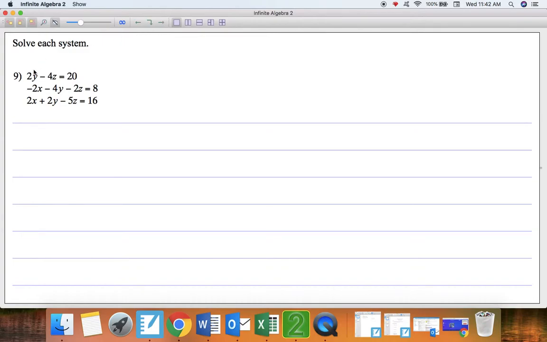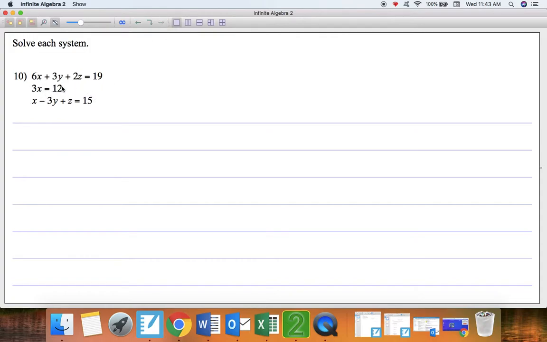Three equations, three unknowns here. This appears to be maybe where we could eliminate: add the two bottom equations and eliminate x, and then we'd have two equations with y and z. And we could kind of go down that route. So that one's pretty standard for elimination.